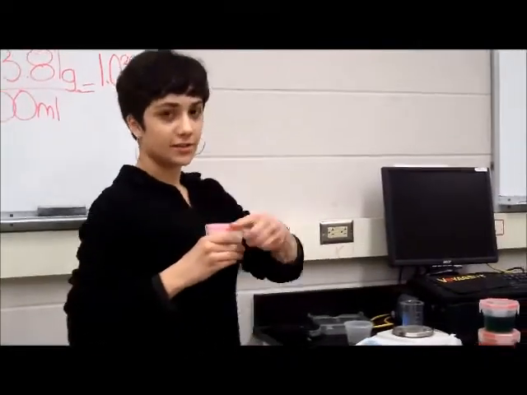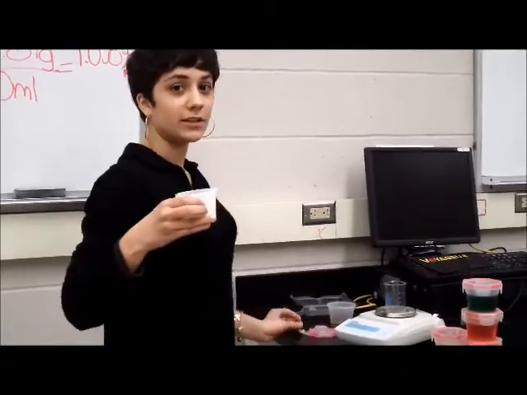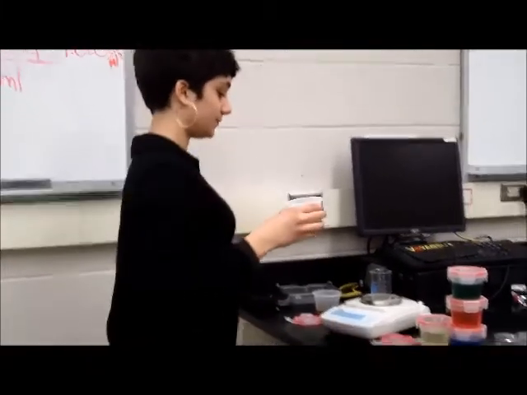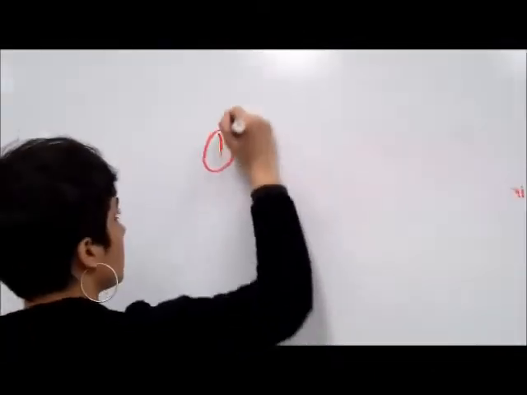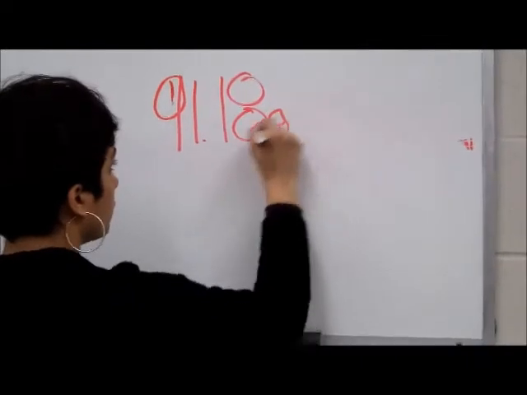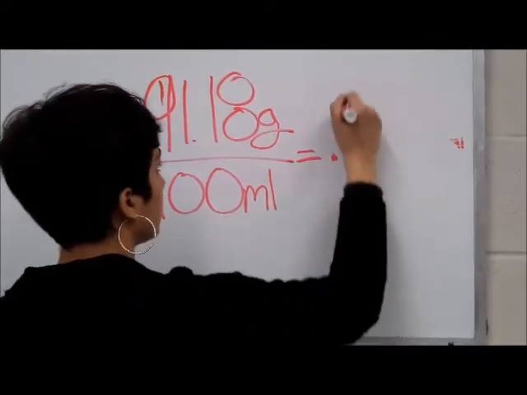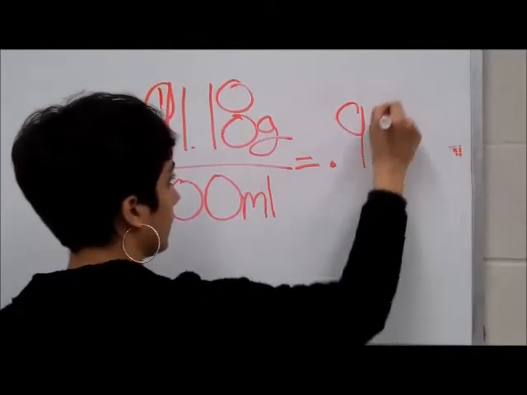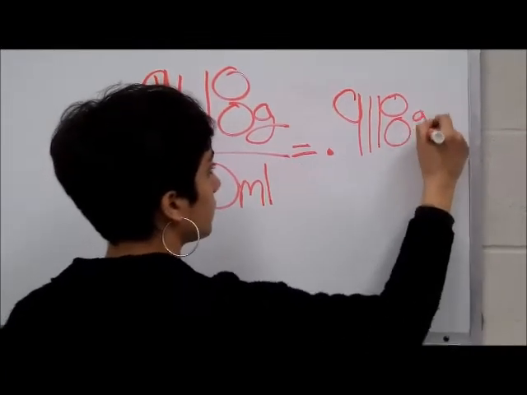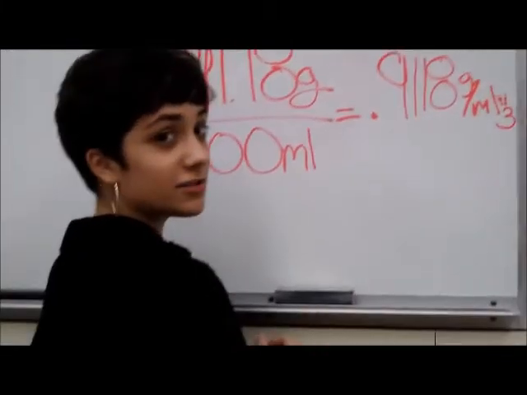Here we have milk, the second liquid in our experiment. Again, we have 100 milliliters that we'll be finding the mass of. Here's the mass. Now that we have the mass of 91.18 grams, we will divide this again by the 100 milliliters. That gives us a result of 0.9118 grams per milliliter cubed. Now onto the third liquid.